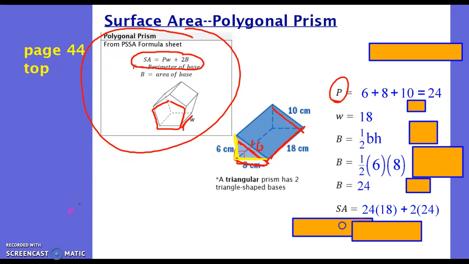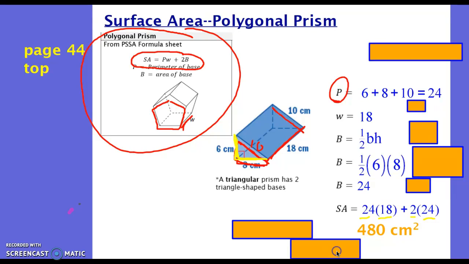So now let's put it into the formula. It is the perimeter times the width, so we have 24 times 18 plus 2 times the area of the triangle. And so the final answer for this problem would be 480 square centimeters. This problem is on page 44. Please hit pause and copy the information down, and then hit play when you are ready. It's on the right-hand side near the top of page 44.